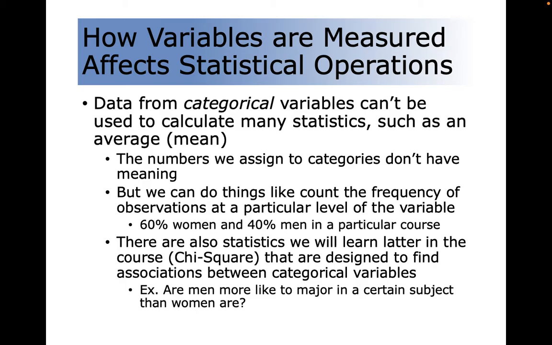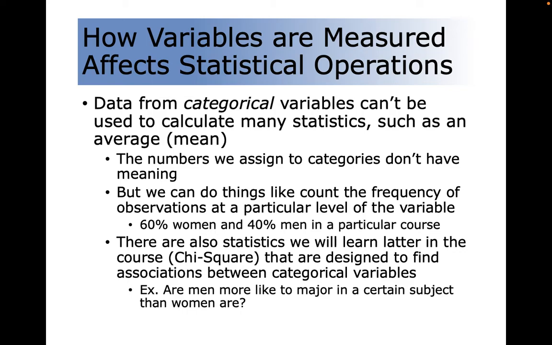Thinking about different types of variables and level of measurement is important, because how variables are measured affects the statistical operations that can be performed. Data from nominal or categorical variables can't be used to calculate many statistics, such as an average, which is called a mean, which is something you'll learn about in a couple of weeks. This is because the numbers that we assign to categories don't have meaning.